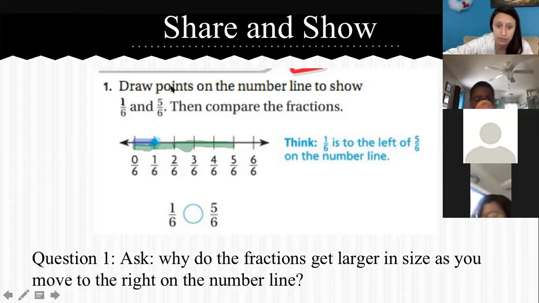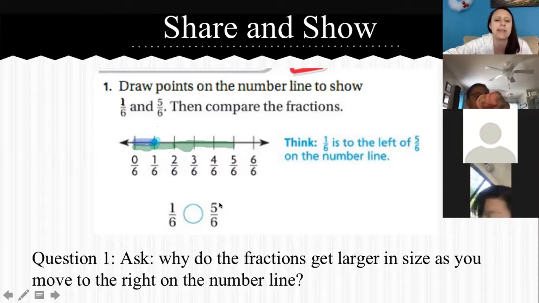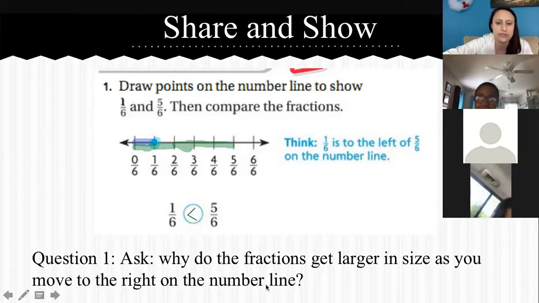So that tells me that 1/6 is greater than or less than 5/6. Greater than. No, you're saying less than. Yeah, less than. Good. So I would draw it to show less than. Okay.